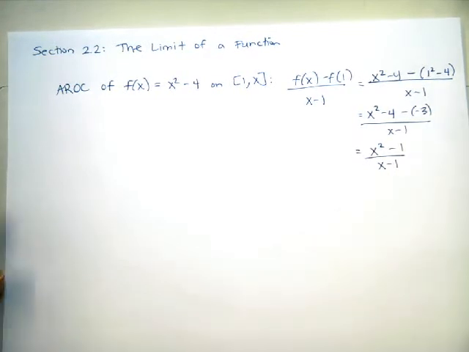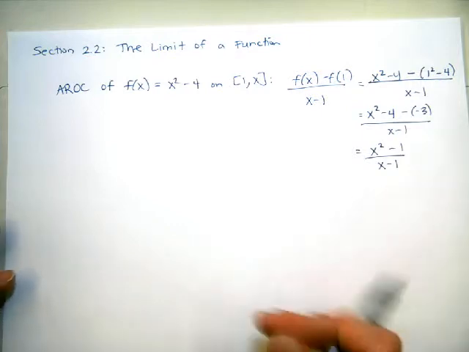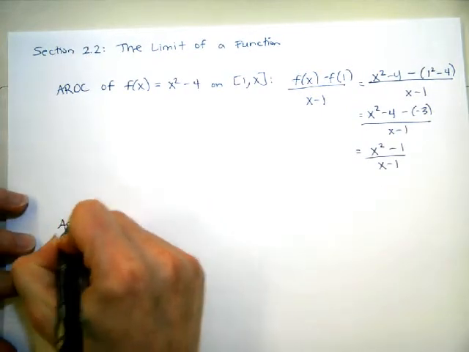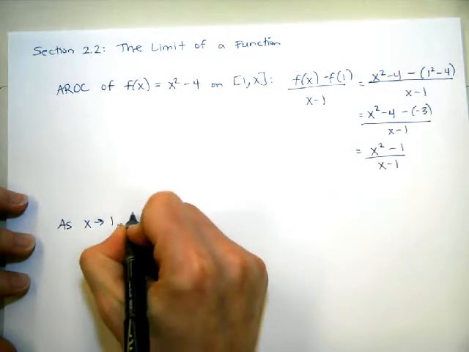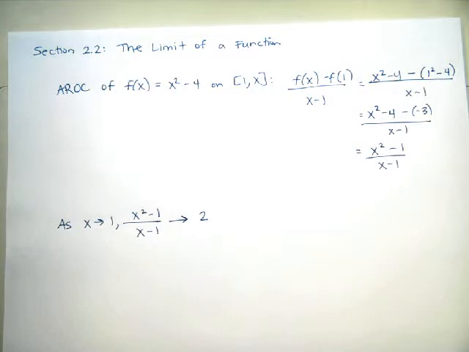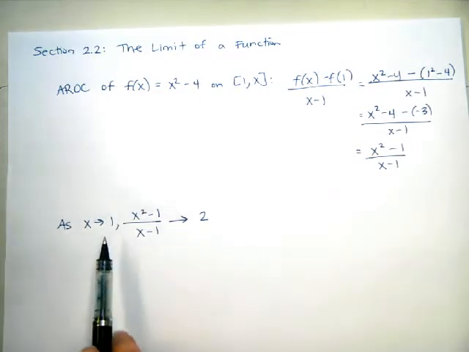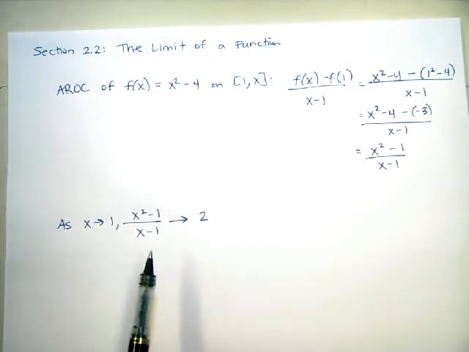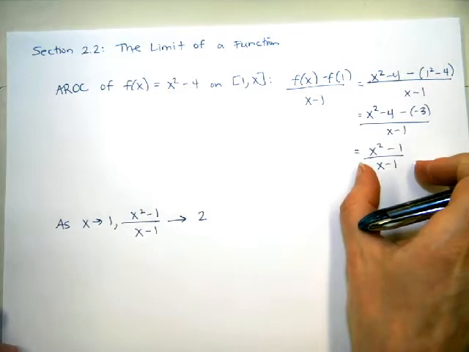Okay, so we found, using the table, and we can simplify this or not, but we found that as x approaches 1, x squared minus 1 over x minus 1 approaches 2. Okay. Now, one thing I want to point out here is we are approaching 1. Okay. What happens if I let x equal 1?